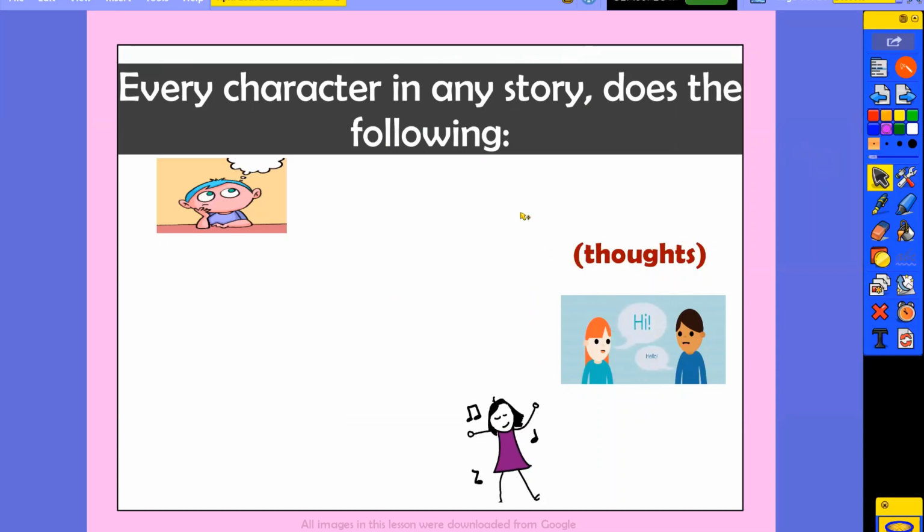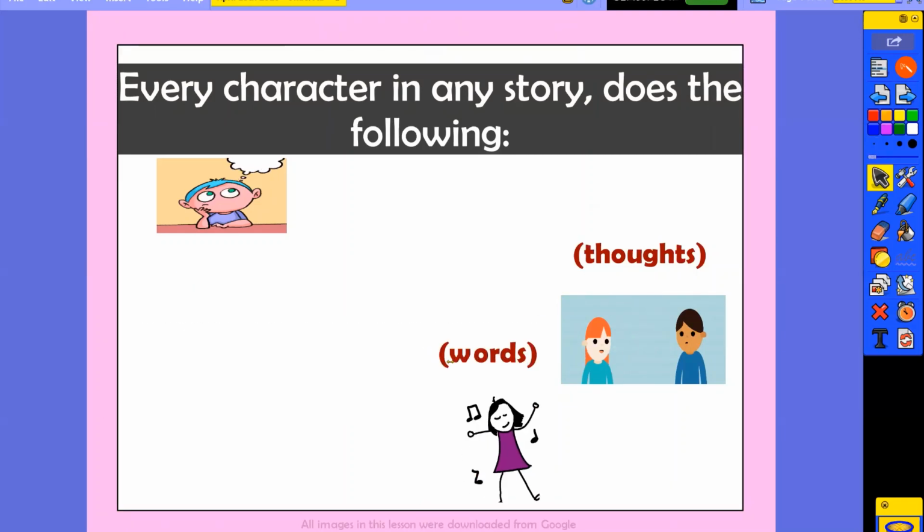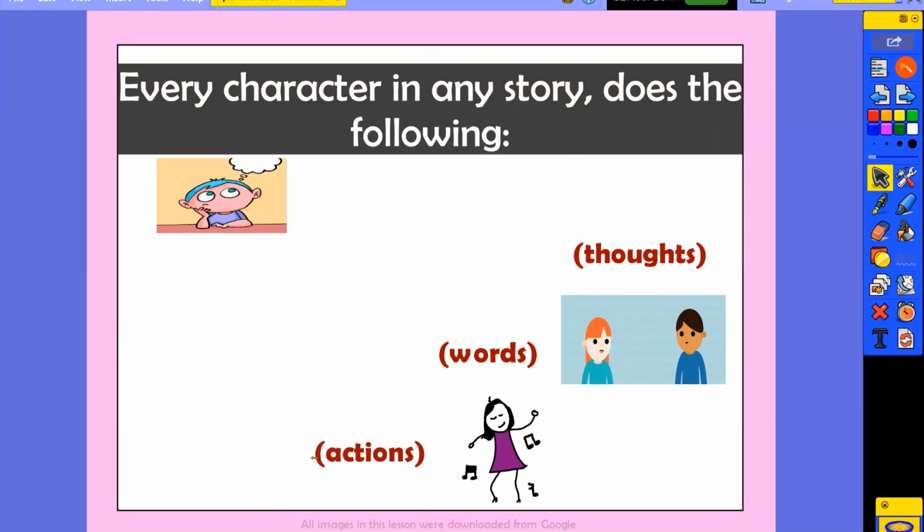So, before we discuss this slide, let me ask you a question. I want you to keep this question in your mind, okay? In every story, we have characters, and our characters perform different things. They either have thoughts, words, or the last thing is actions. Now, before we discuss these 3 points, I want you to think about why we want to know these things about our characters, okay? So keep that question in your mind.